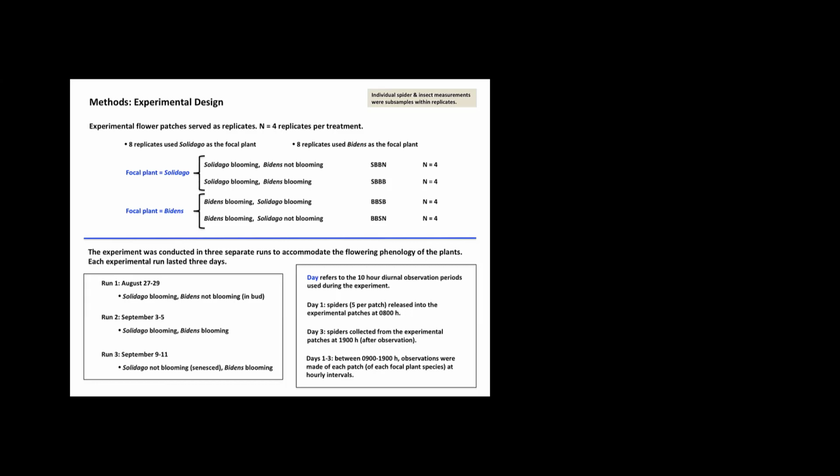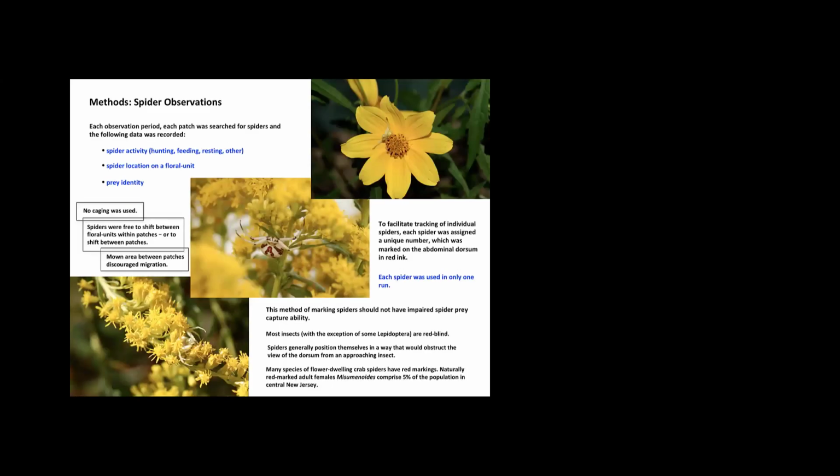A given run lasted for 3 days, and over a 10-hour diurnal observation period each day, I visited my patches at regular intervals to collect my data. 4 spiders, each of which was individually marked with a number on the abdominal dorsum, 5 were released into each patch at the start of a run.